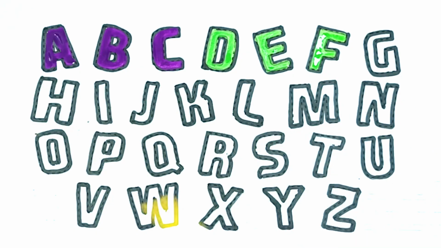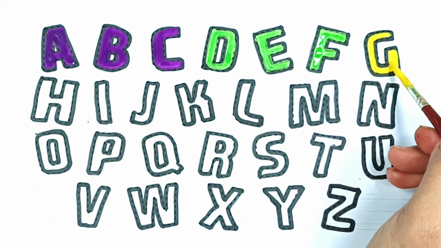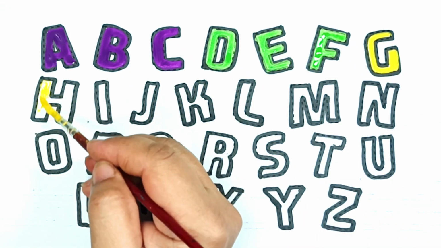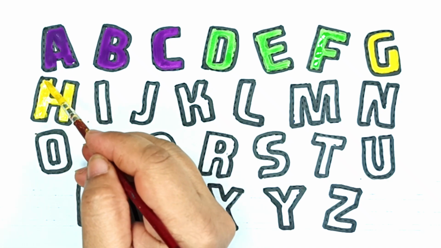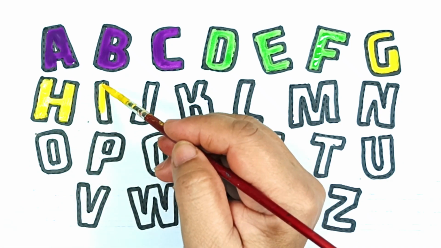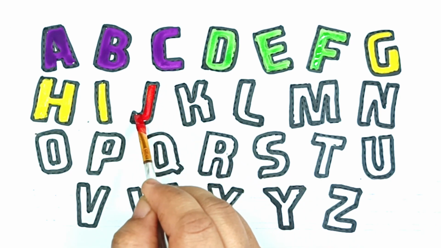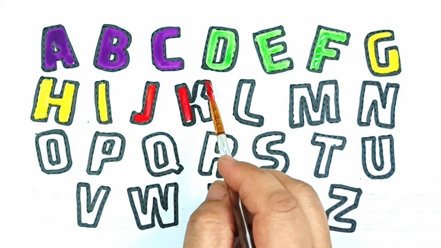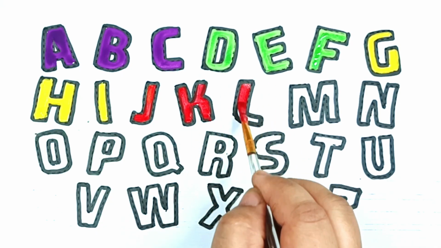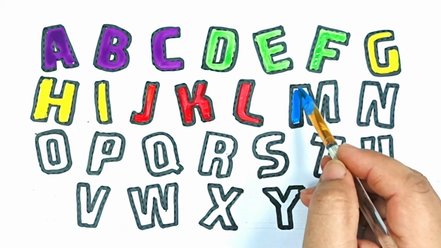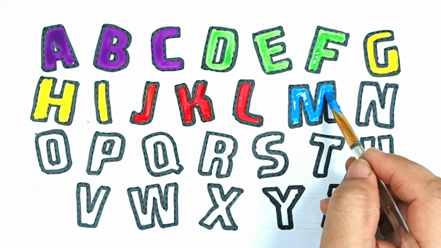F for frog. G for glass. H for hat. I for igloo. J for jam. K for kite. L for lamb. Now I know my ABCs. Next time, won't you sing with me?